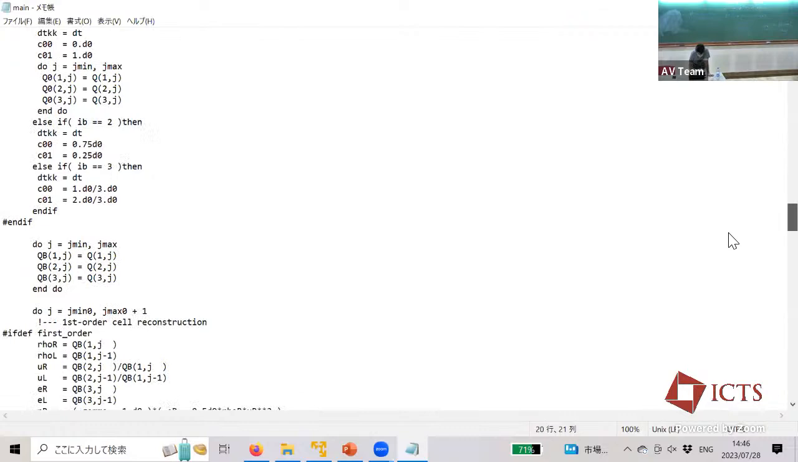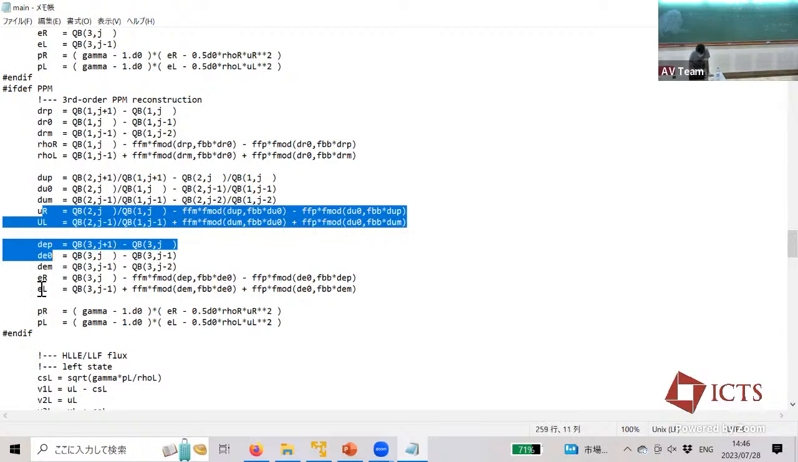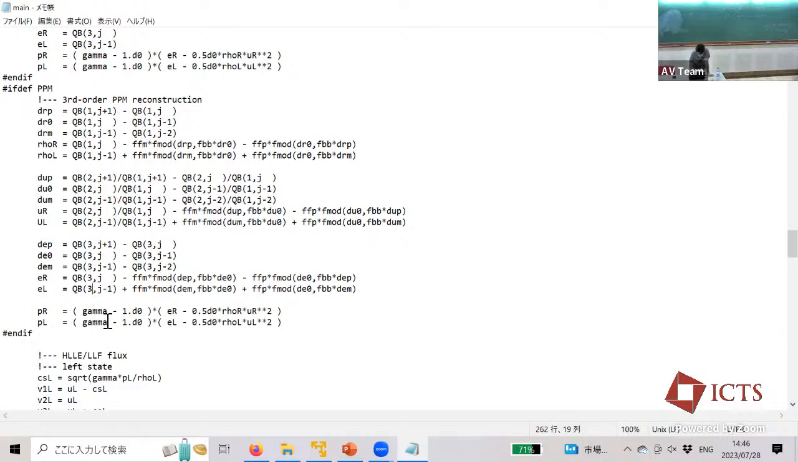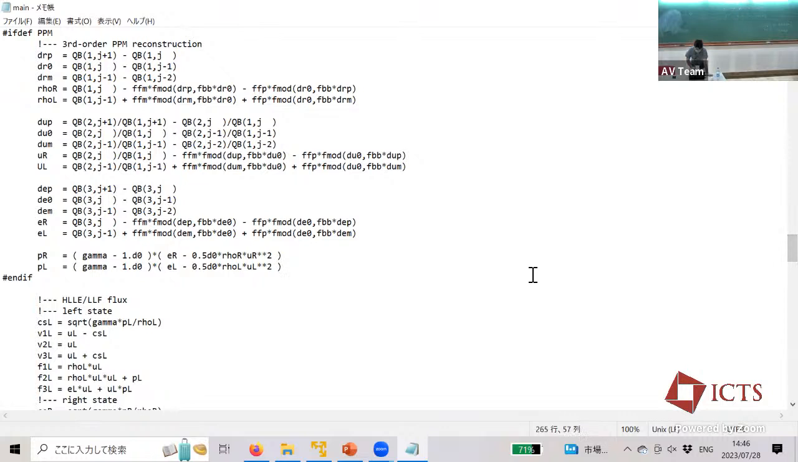For velocities and for the energy, the same procedures apply, and from the energy, velocity and densities, you can calculate the left and right state of the pressures. This is the PPM reconstruction. This is an example for the non-relativistic Riemann solver for the Roe scheme, HLL scheme, HLLE scheme or HLLC scheme.